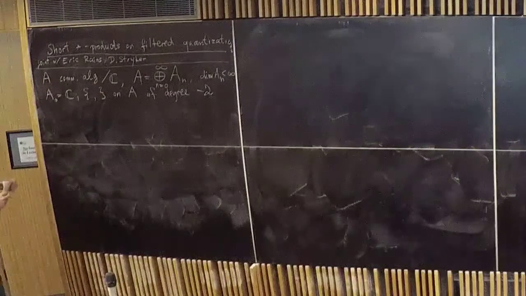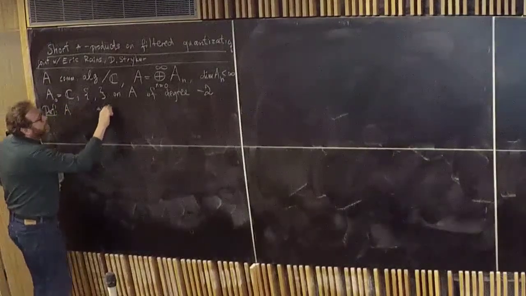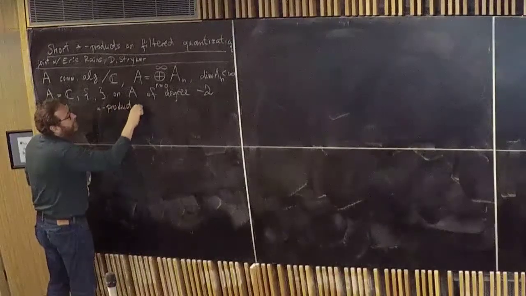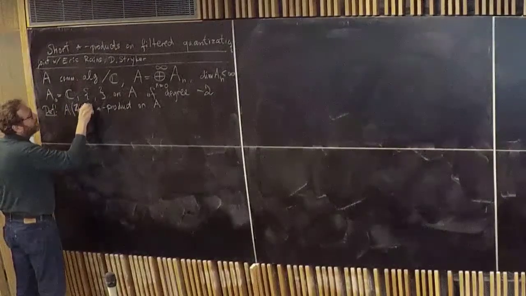One method of quantization, which goes back to the beginnings of quantum mechanics, is to just use the same space and define a new product on it, called the star product. So, definition: a star product on A. I will consider star products which are Z mod 2 equivariant. I will explain what this means, and then I will not say anymore that it's equivariant; it will always be tacitly assumed.